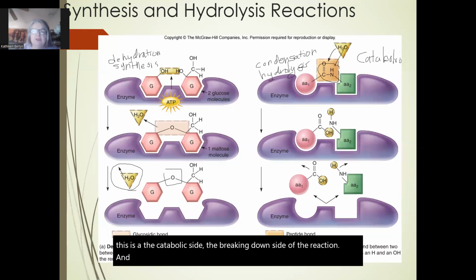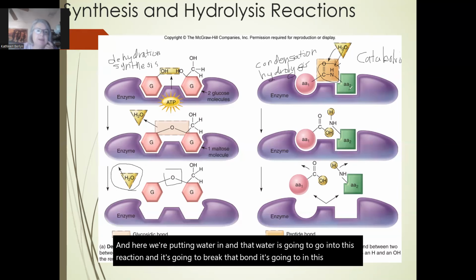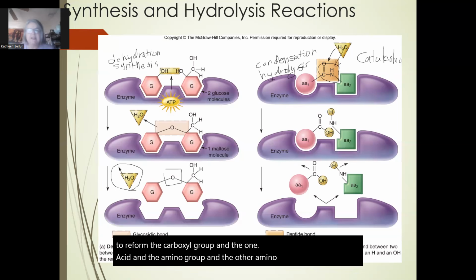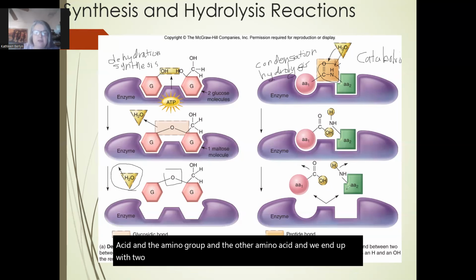And here we're putting water in, and that water is going to go into this reaction and break that bond. In this case, it's two amino acids, so it's a peptide bond, and it's going to break that bond. The hydrogen and the OH groups from the water are now going to bind to reform the carboxyl group in the one amino acid and the amino group in the other amino acid. And we end up with two amino acids there. You can kind of follow the water. This also will release energy. Energy releasing.